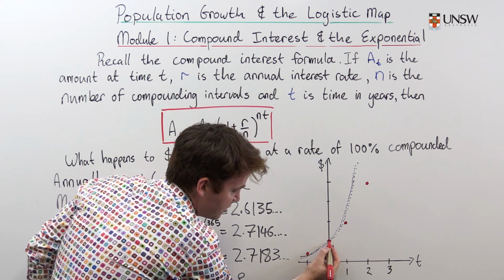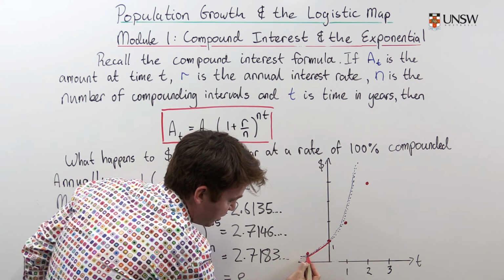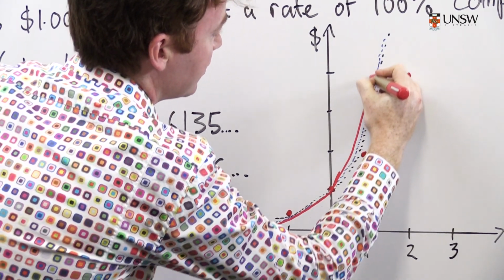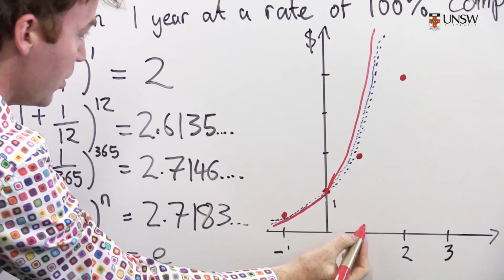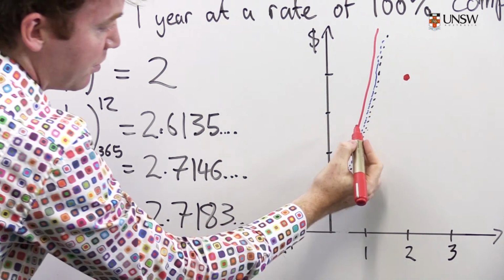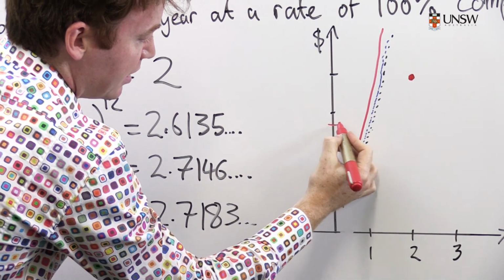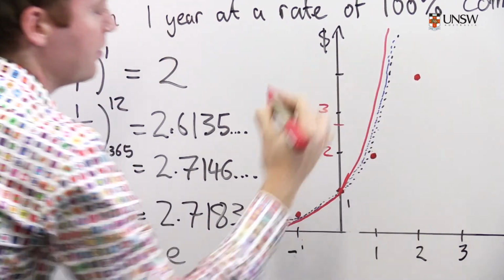It's continuously compounding, so we have this solid line here, and it sits below the others over here and sits above them. And when time is equal to 1, this is equal to approximately 2.7183. So when time is equal to 1, it sits about here, somewhere between 2 and 3.